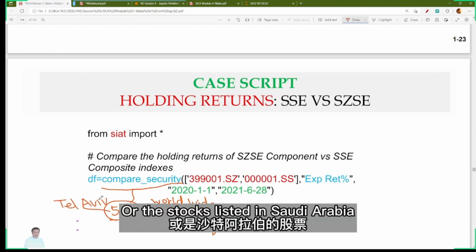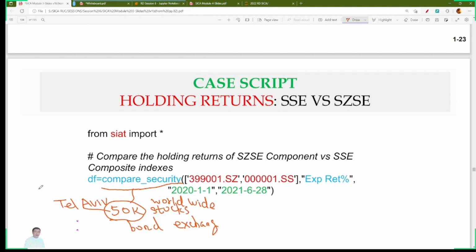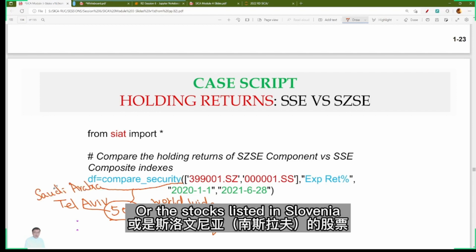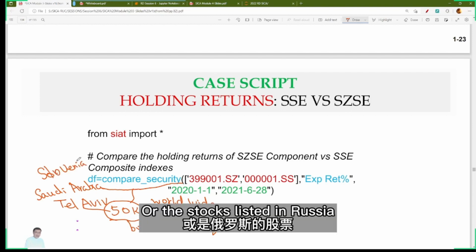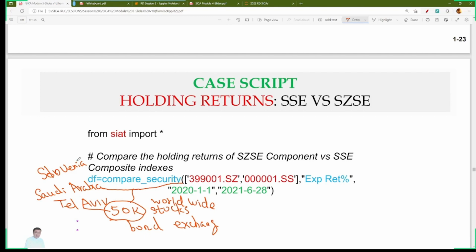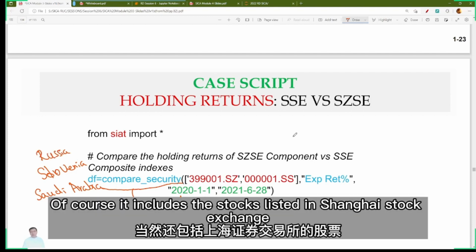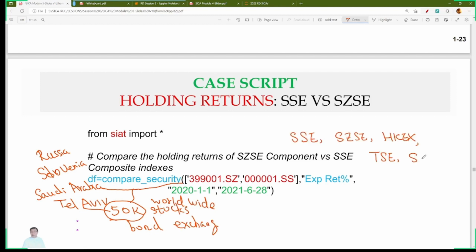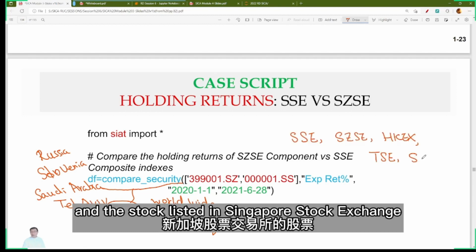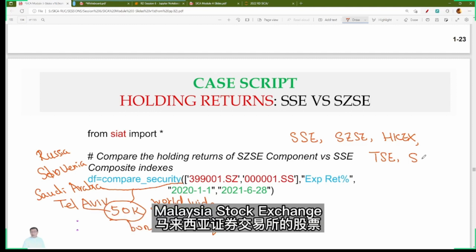or the stocks listed in Saudi Arabia, or the stocks listed in, say, Slovenia. All the stocks listed in Russia. Of course, it supports the stock listed in Shanghai Stock Exchange, Shenzhen Stock Exchange, Hong Kong Stock Exchange, Tokyo Stock Exchange, and the stock listed in Singapore Stock Exchange, Malaysia Stock Exchange.